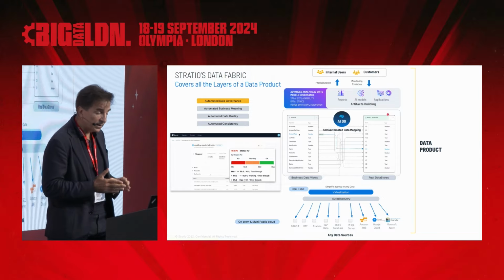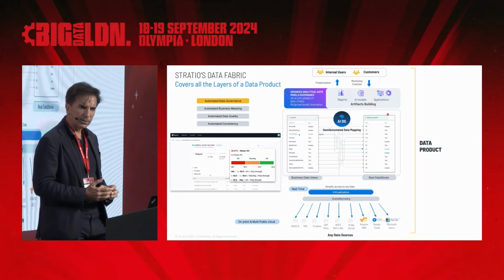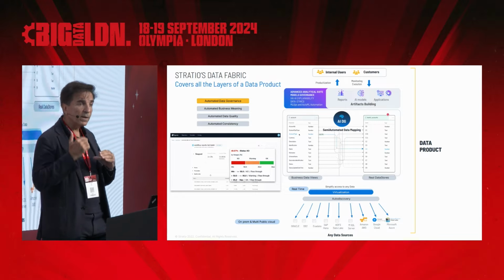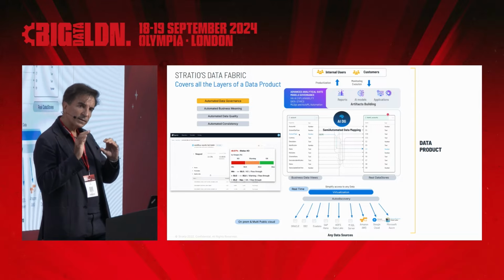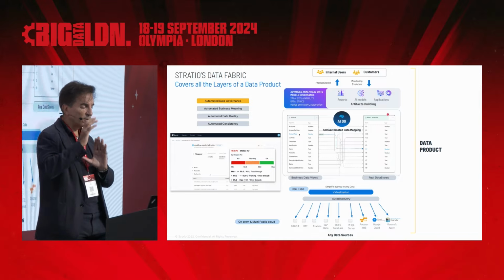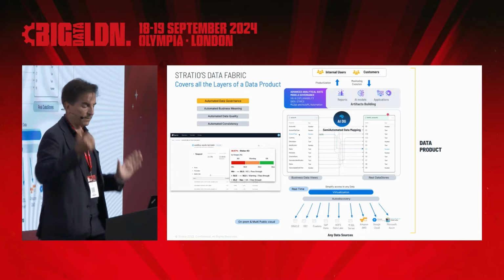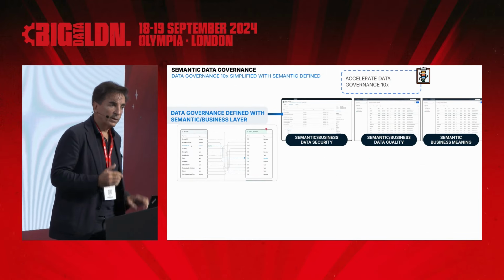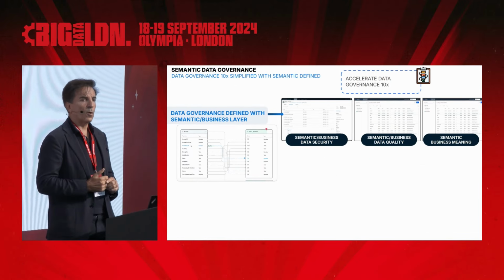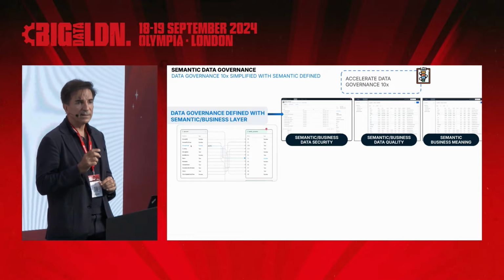But in reality here, we are helping a lot. For example, we are simplifying and accelerating data governance, but still there were some of the actions, of the steps to automate. So with Data Fabric, with the semantic definition, we are accelerating data governance 10x.